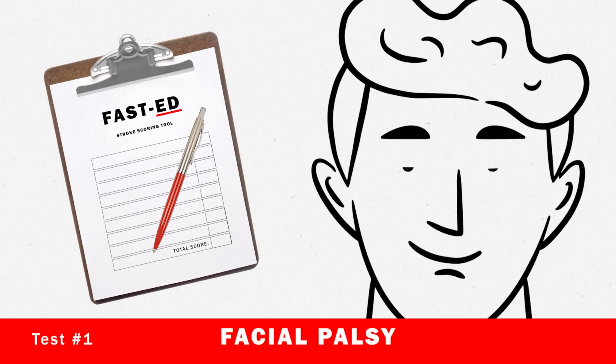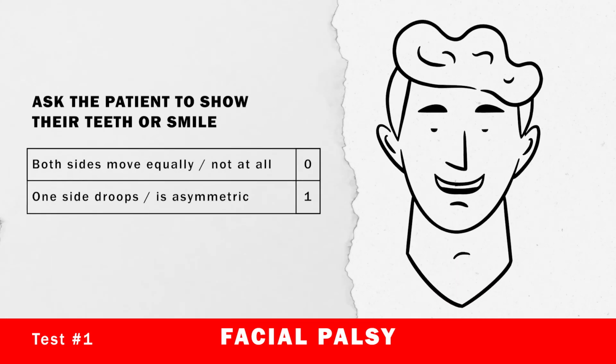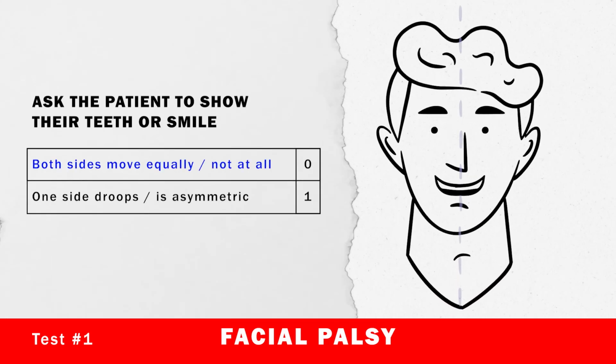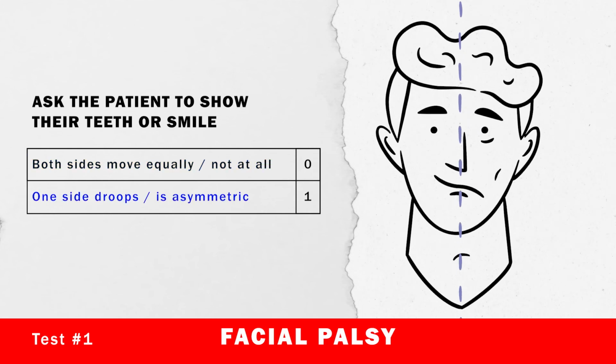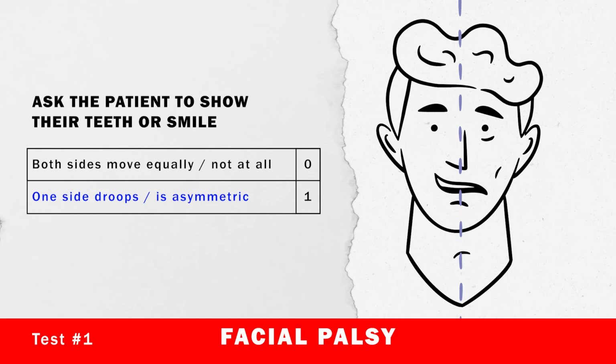First, we measure facial palsy. Ask the patient to show their teeth or smile. If both sides of the face move equally or not at all, no points will be added. If one side of the face droops or is clearly asymmetric, we will add 1 point.